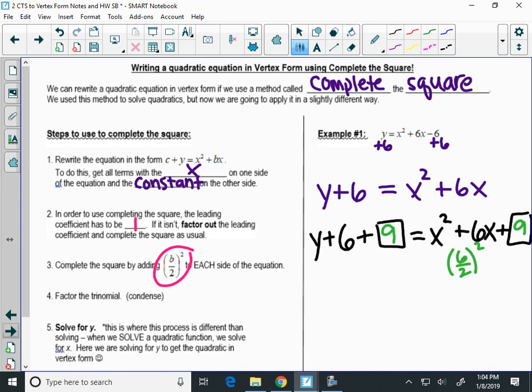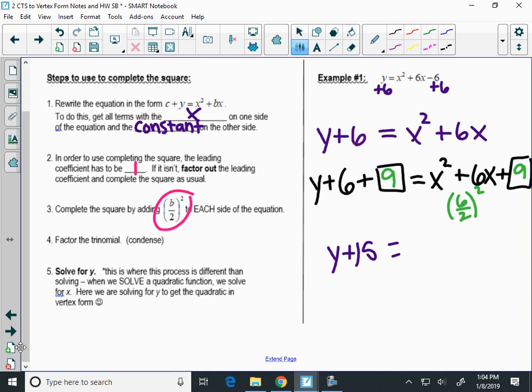And then we simplify. What do we have on the left now? We'll have y plus 15 equals, who remembers how we simplify the right-hand side? Remember what happens? We had a shortcut. No one wants to tell me though, you just all think it in your head. That's okay. We had parentheses, right? What goes in the parentheses? X plus 3. Right, half of the middle number squared.